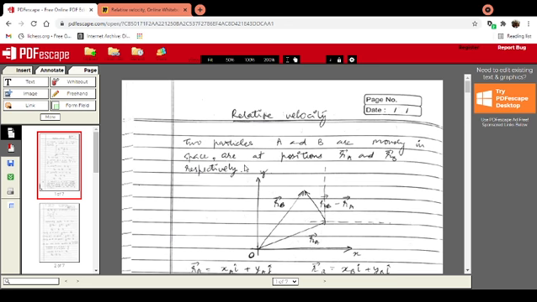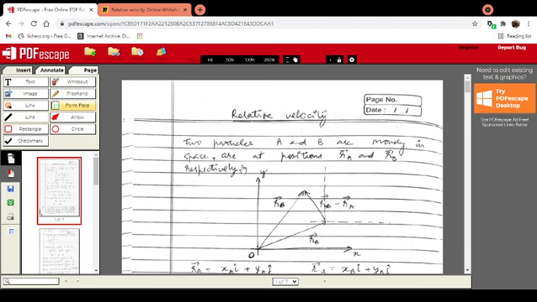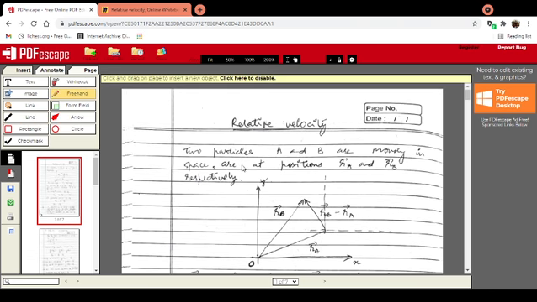Welcome everyone to our lecture on the topic of relative velocity. This lecture is in continuation for the series on the chapter of kinematics. So let us begin.